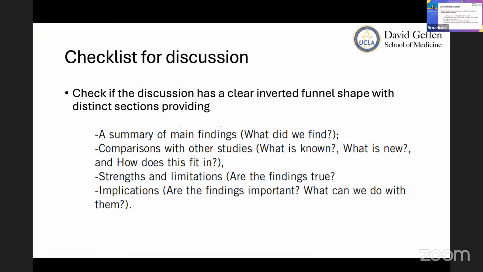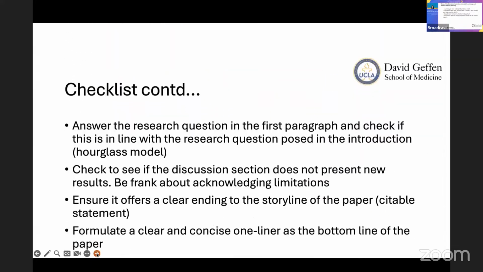So if we were to do a checklist for discussion, again: a summary of what did we find, what is known, what is new, are these findings true, are the findings important, and what can we do with them? That's kind of, again, the inverted funnel shape, because you start small and then you take it bigger. That's the opposite of the introduction, is your discussion.